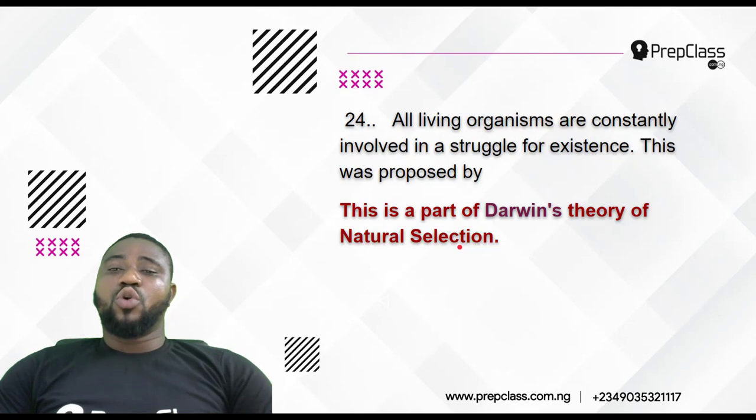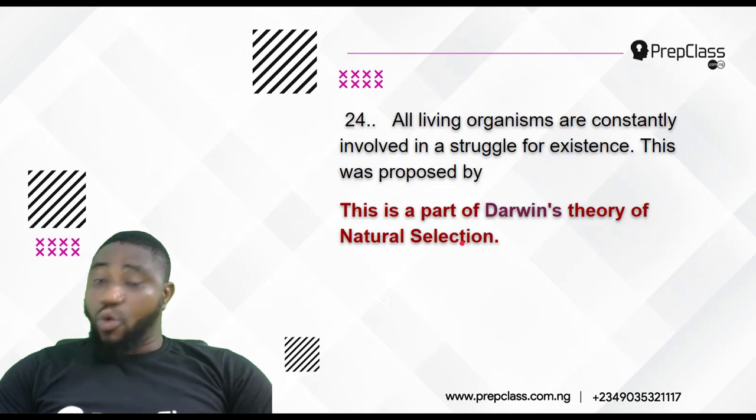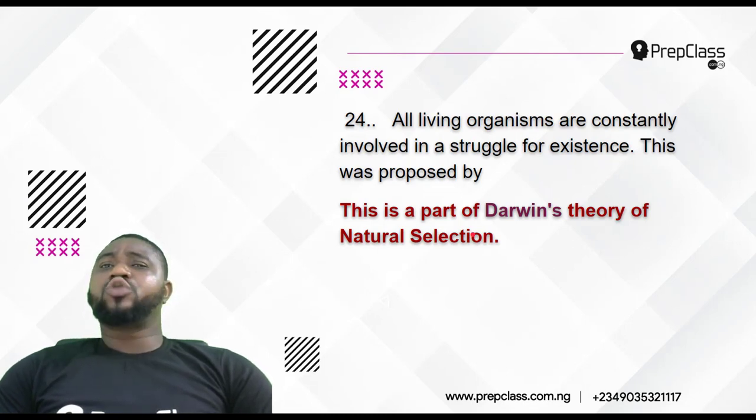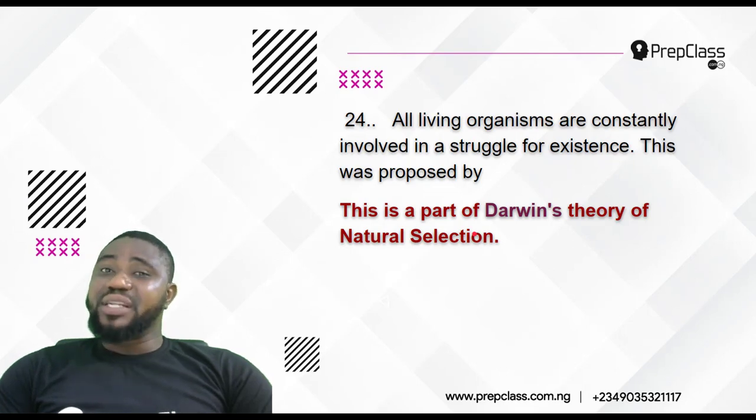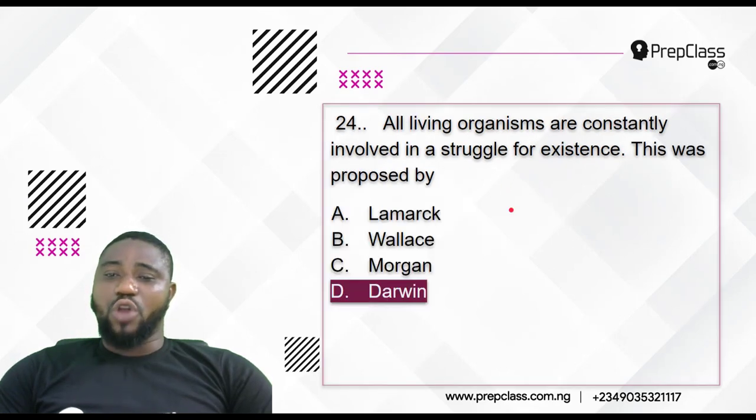So Darwin's theory states that all living organisms are in constant struggle for existence. During that struggle for existence or struggle for survival, the strong ones will survive. The weak ones will be wiped away by natural pressure. Those strong ones that are able to survive are going to transmit these powerful traits that they have from generation to generation, enabling them to continue to survive. So that is Darwin's law of natural selection. So that's Darwin.